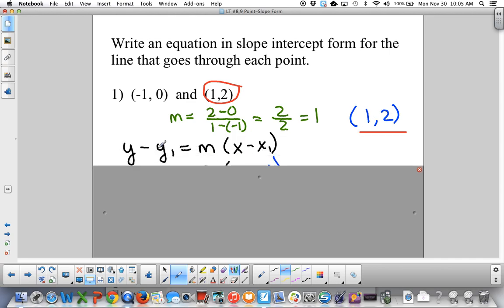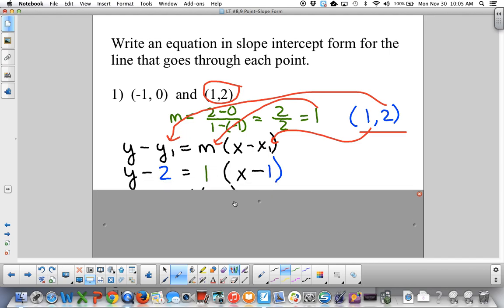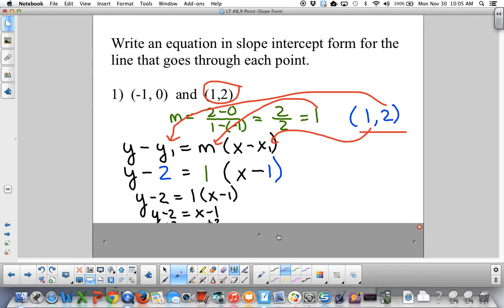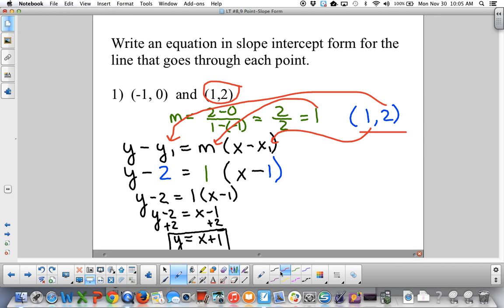So again, I've got my point-slope form. And I'm plugging 1 in for x1. I'm plugging in my slope of 1. And I'm going to plug 2 in for my y1. So I get the equation y minus 2 equals 1 times x minus 1. I'm going to distribute in that 1, which doesn't change anything. And then I'm going to add 2 to both sides. That gives me slope-intercept form of y equals x plus 1. So first you get it in point-slope form, and then distribute in, add this value, and you get slope-intercept form.